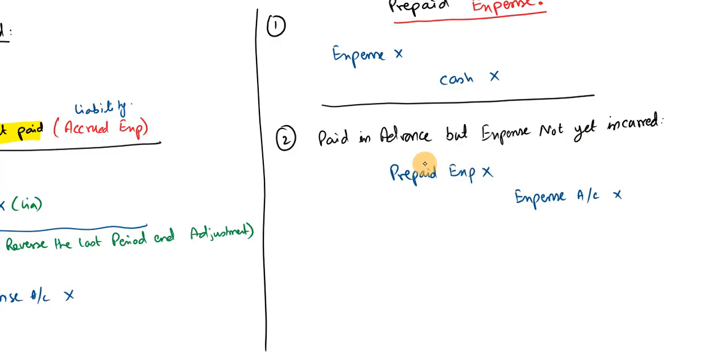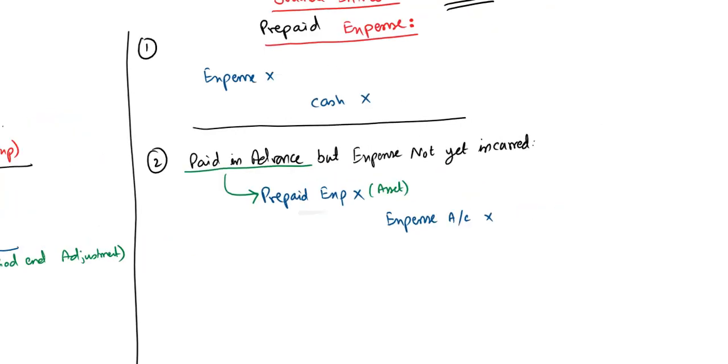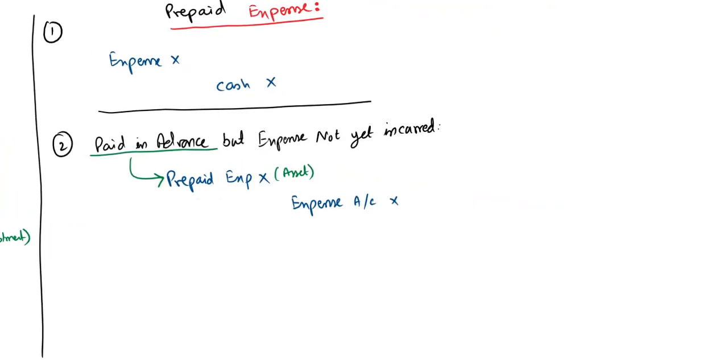The amount which we paid in advance is called prepaid expense, so it will become an asset, and the expense is not yet incurred. So we will never debit the expense. This is the entry related to the period end adjustment, for expense paid in advance but not yet incurred at year end. So this is the year end adjustment.